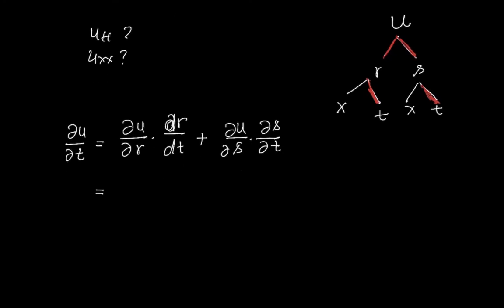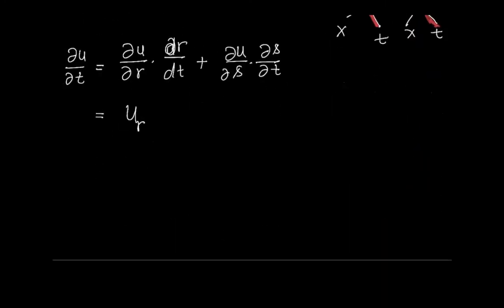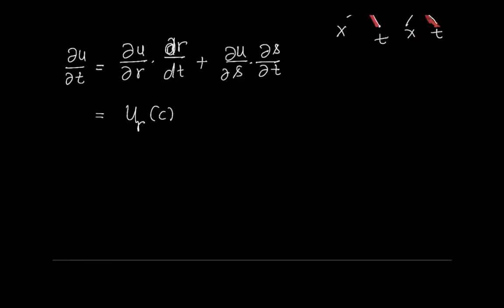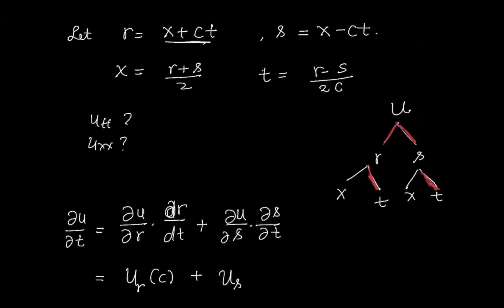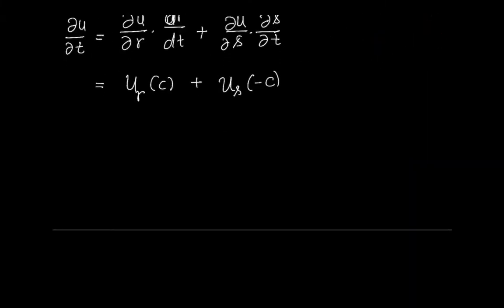So let's calculate that. I can just write u r easily. What is the derivative of r with respect to t? If I take the derivative of r with respect to t, I'm going to get c. And this is u s, I'm going to denote it by the short notation u s. What is the derivative of s with respect to t? s with respect to t is minus c. So if I pull out c, it is basically u r minus u s.